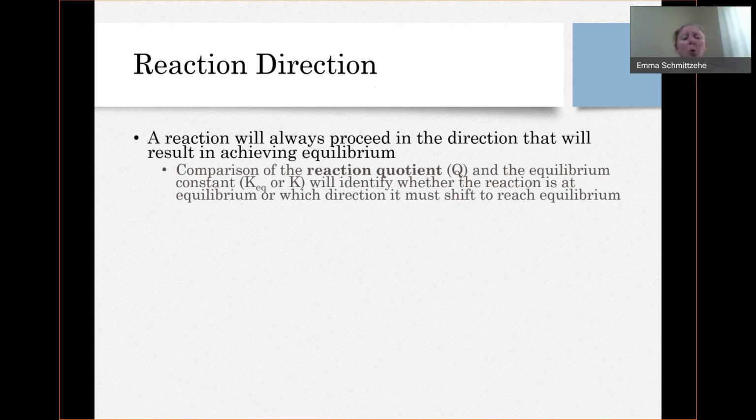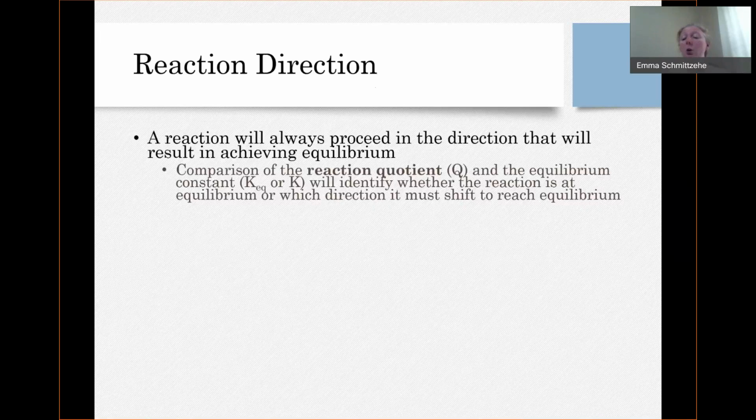Now, how we actually figure that out is by comparing what we call the reaction quotient, which we symbolize as Q, to the equilibrium constant. So we compare those things. We compare the Q and K to identify which direction our reaction is going to go to get to equilibrium. That's because the K tells us about where the reaction wants to be at equilibrium, whereas the Q tells us where we're at right now.